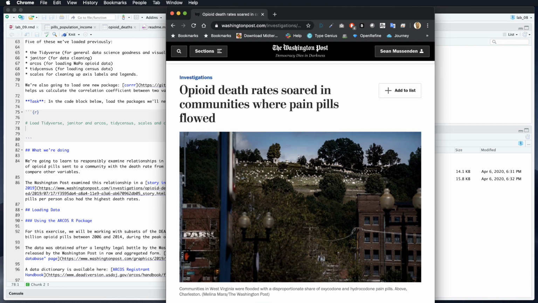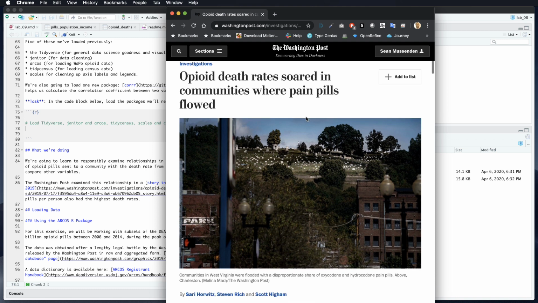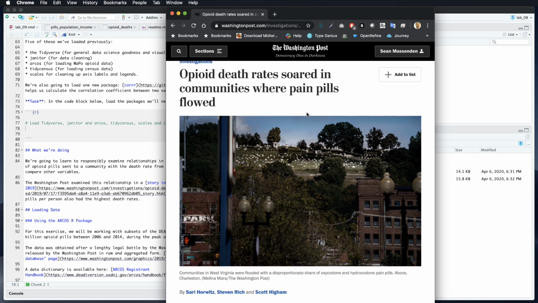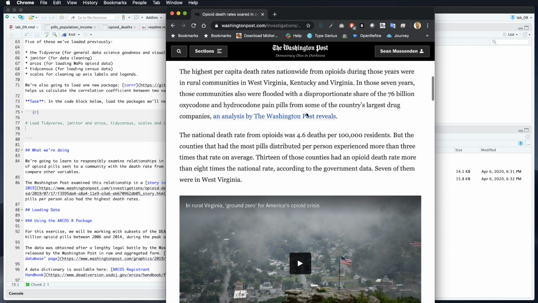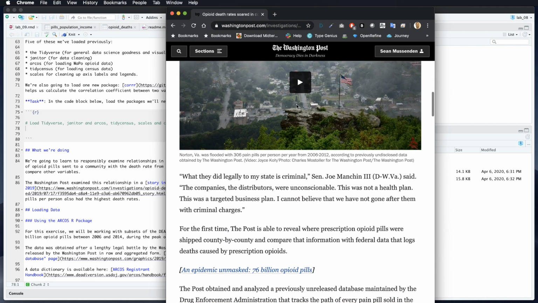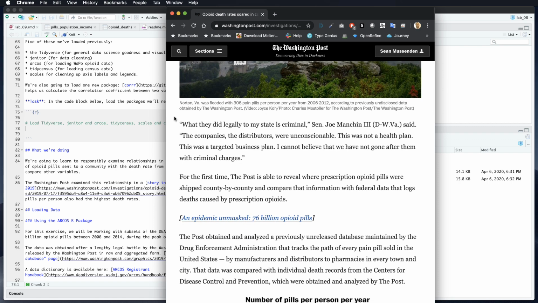And what they found was that in places that got a lot of opioids, adjusted for population, with higher rates of opioids per person in that community, more pills per person, death rates also soared. There was a higher rate of people dying per unit of population. And so we're going to dig into a little bit about the method they had. You're actually going to read this this week.